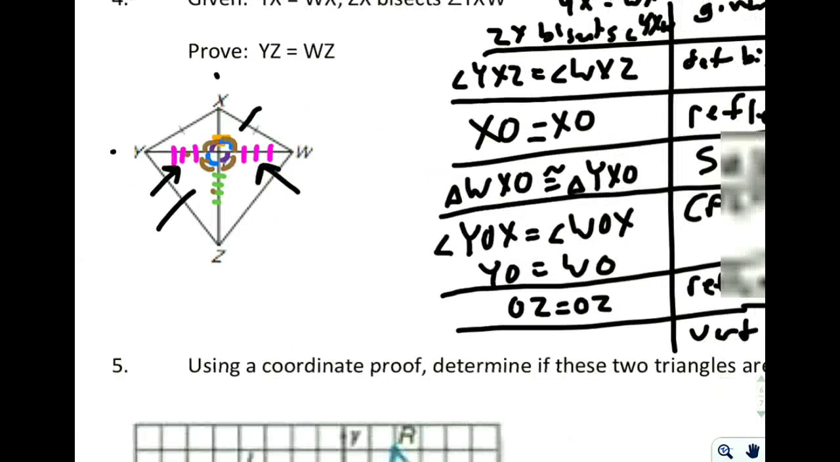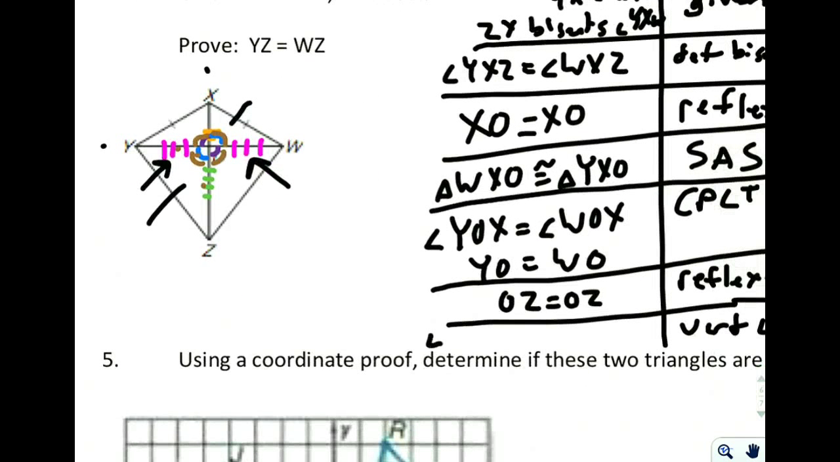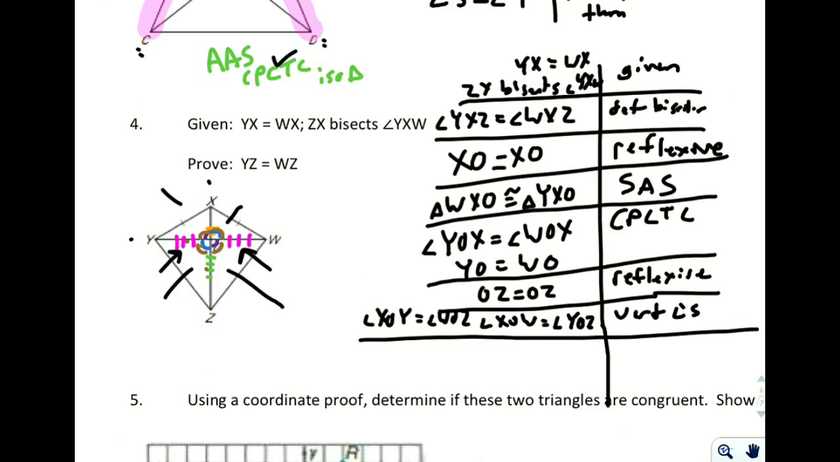But we have the angles directly across from each other here, XOW, YOZ. XOW equals YOZ. We also have XOY, WOZ. So XOY, WOZ. Had to take a quick timeout to make some room there.